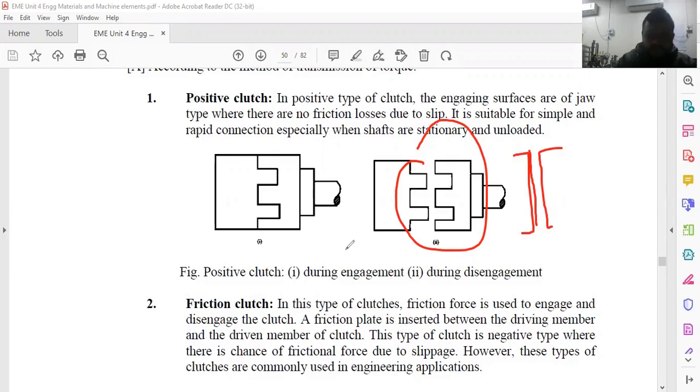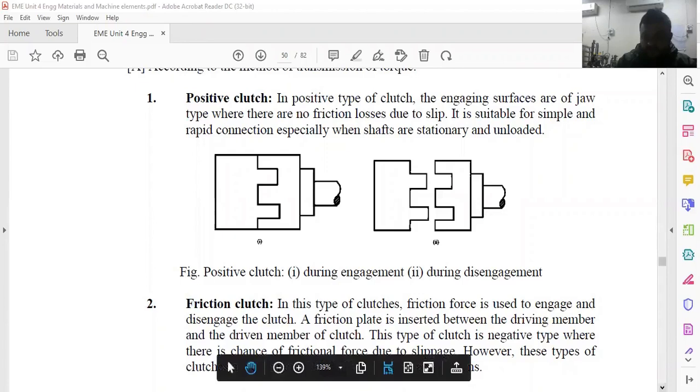And this is normally considered as negative kind of the clutch. So here you can see negative kind of the clutch. This type of clutches are normally used in engineering application because of some other advantage and simplification in the engagement and disengagement. So that is normally why it is used over the positive clutch. So this is about the positive clutch and about the friction clutch.